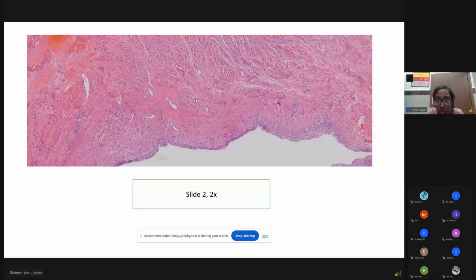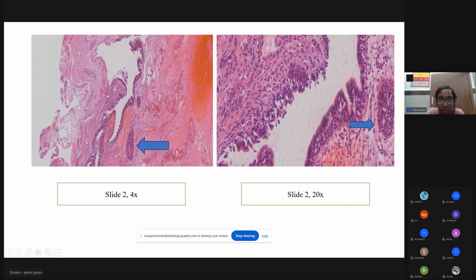This is slide number 2 on low power, showing a cystically dilated space lined by epithelium with subepithelial inflammatory infiltrates and muscle bundle. Along with that, many proliferating capillary-sized blood vessels and areas of hemorrhage are noted. In another focus of slide number 2, a cystically dilated space lined by urothelium, and the lamina propria shows epithelial cell nests, also called Brunn's nests, and the subepithelium shows many inflammatory infiltrates with areas of hemorrhage and dilated blood vessels.